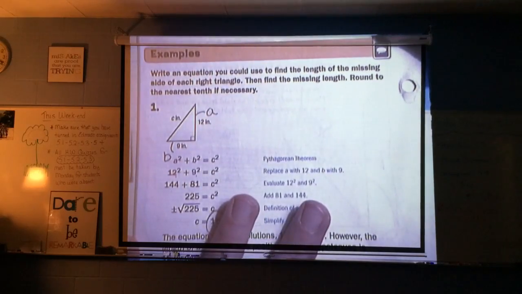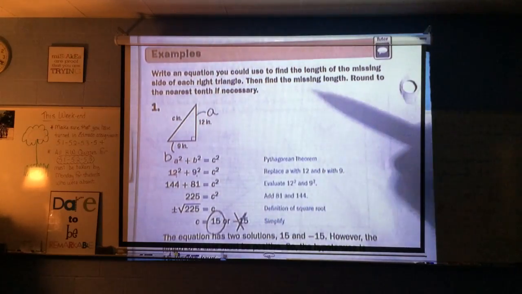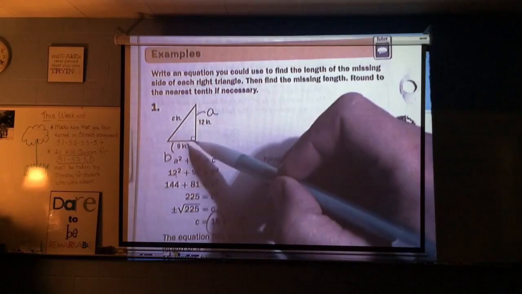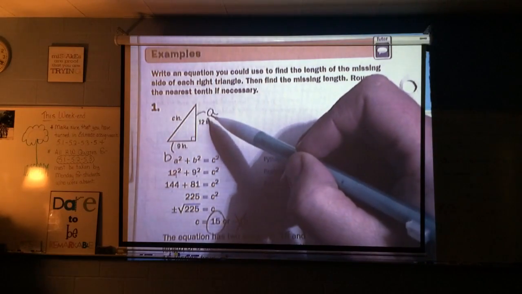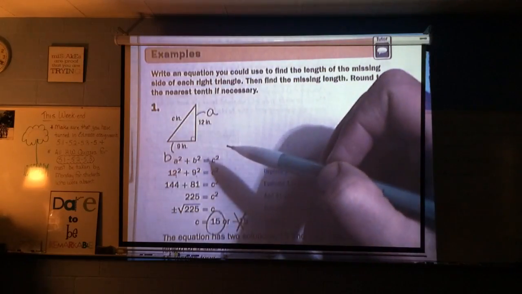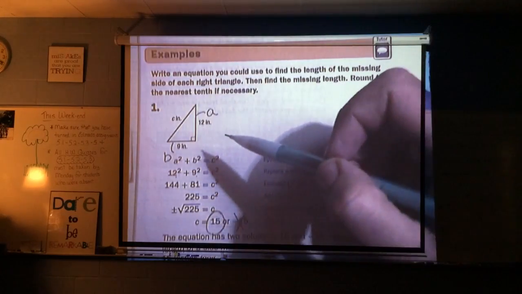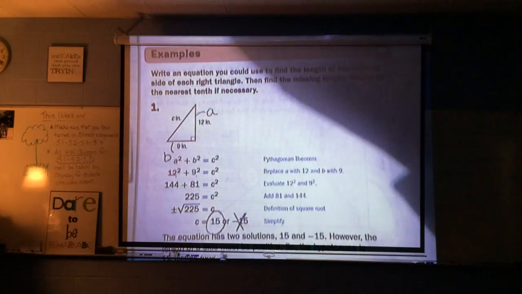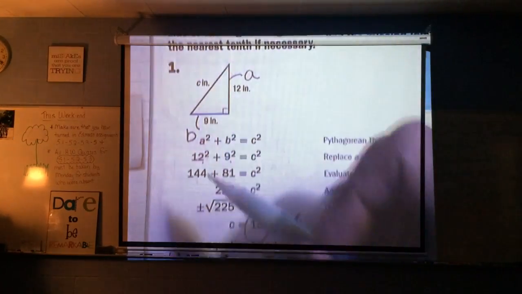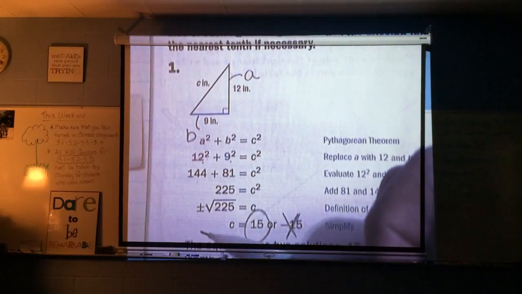Looking at example number 1, the first thing that you should do would be to label the different sides. The two legs are connected to the right angle. It doesn't matter, again, which one's A and which one's B, but the hypotenuse has to be C. In this problem, we're going to try to find the hypotenuse. So the first step would be to write down the Pythagorean Theorem, and then to go ahead and substitute in the values that we do know.